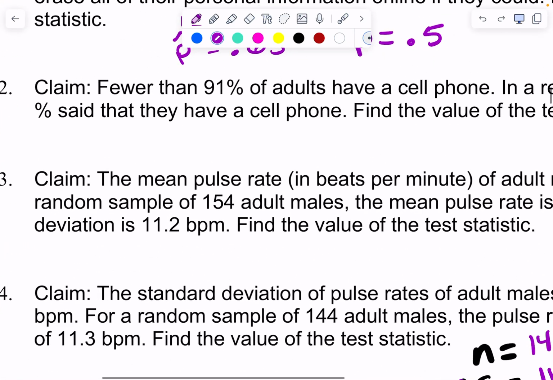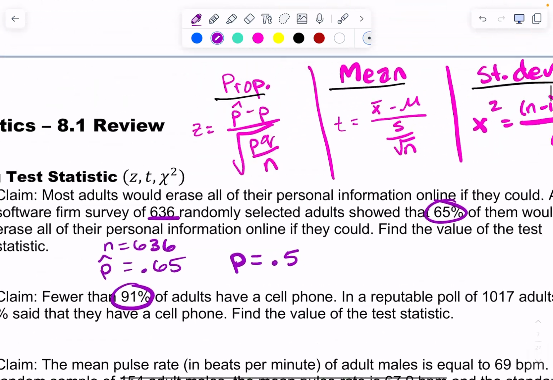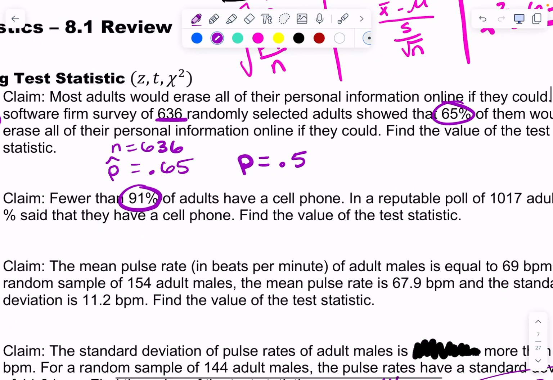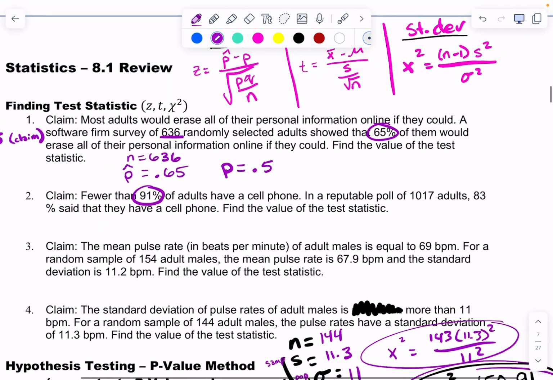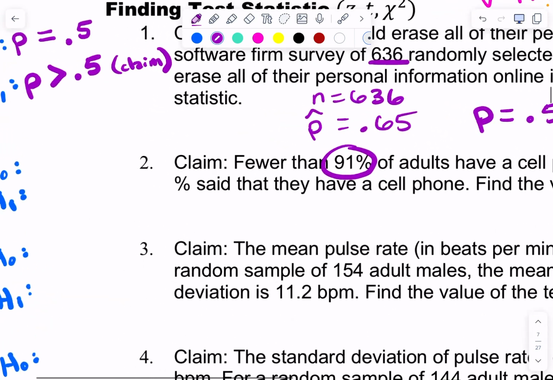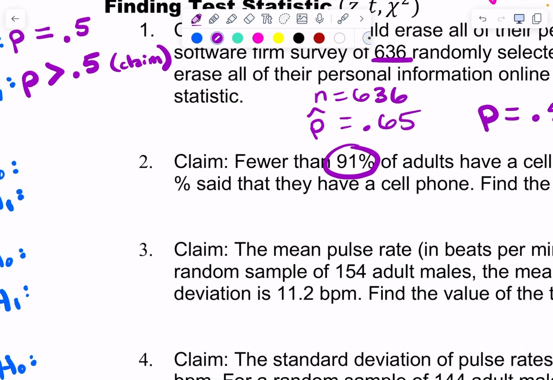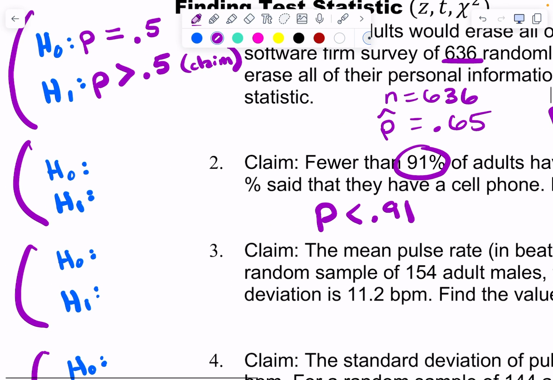Number 2 is claiming that fewer than 91% of adults have a cell phone. Okay, now, are we doing proportion, mean, or standard deviation if they say fewer than 91%? We're on a proportion again, okay? And what does fewer than 91% look like? Less than 0.91. What is less than 0.91? Your P, the proportion, is less than 0.91, okay? Now, where does that go for my hypotheses? Above. It's H naught.